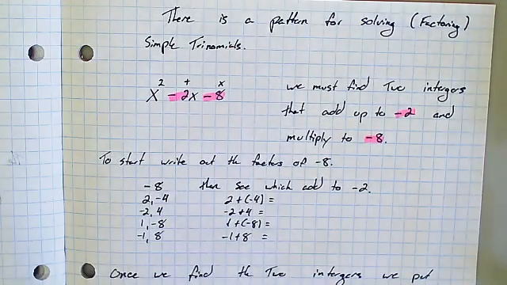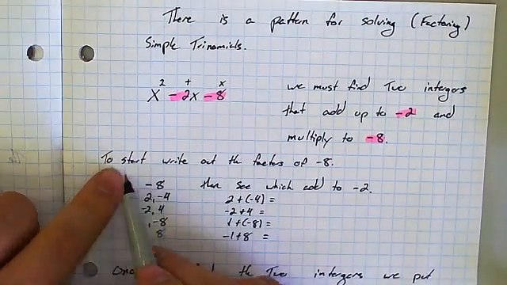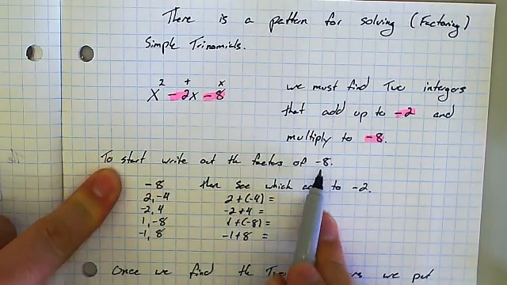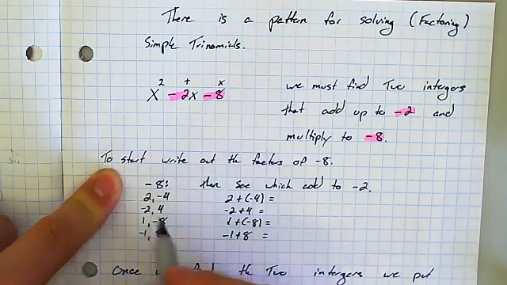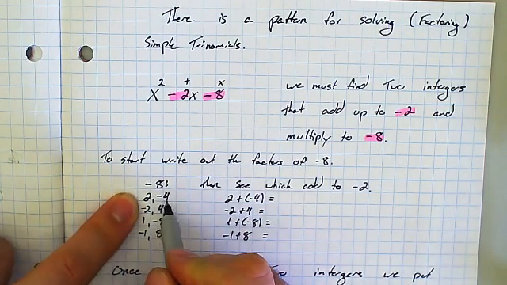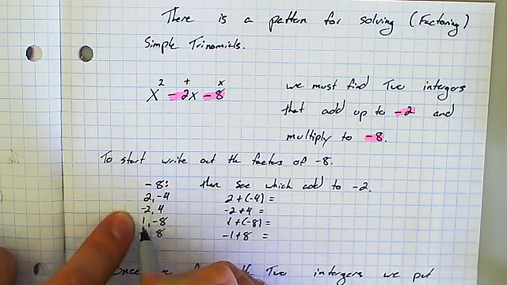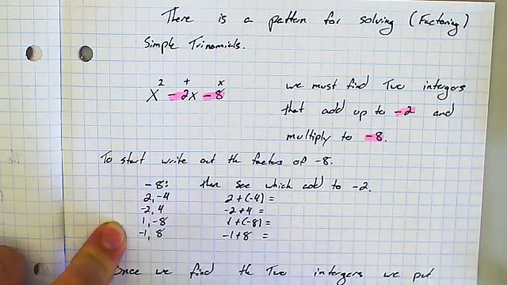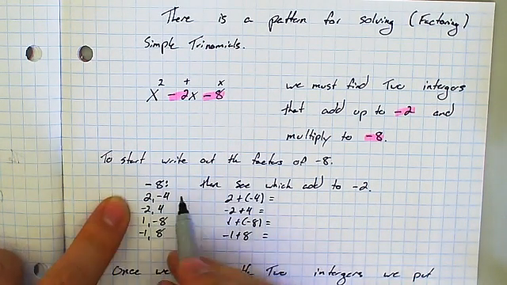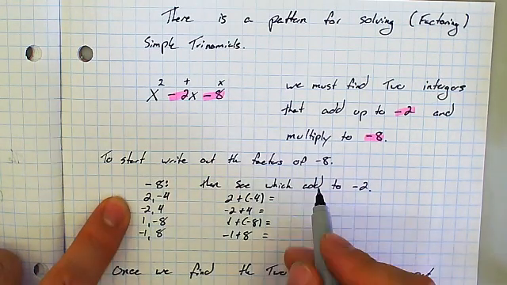It's also why we spent so much time learning about factors of different numbers and how to find those common multiples and whatnot. So to start this out, we're going to write out all the factors of negative 8. So I've done that here. I have 2 times negative 4 gives me negative 8, negative 2 times 4, 1 times negative 8, and negative 1 times 8. I want to include both my negatives in there.